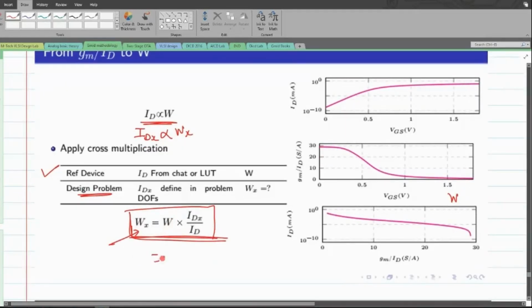So in the place of W, I've used my 10 micrometer as my reference width, and I only have to know what current I have chosen for the GM over ID that I've selected. So that I can just choose from this graph. That current I will substitute over here. Say for example, it is something like 0.1 milliampere, and maybe from the spec you would have got some current value which may be around 10 milliampere. So just by making use of a simple relation like cross multiplication, I end up evaluating the corresponding width that is required for the design. That is how I convert my GM over ID variable back to our width variable.